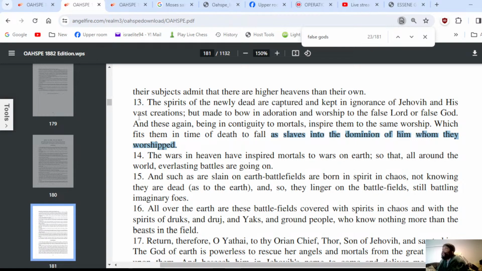You see the fate of people who innocently worship idols? This is their fate. They're newly dead, and then they're captured. And then they're kept in ignorance, man. That's the most terrible thing right there.